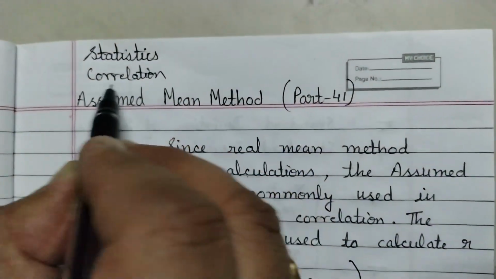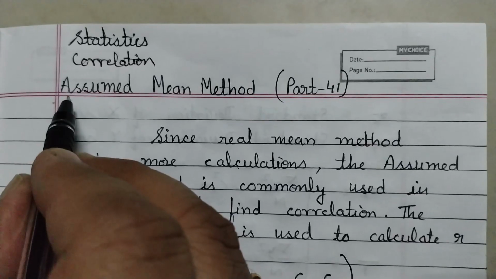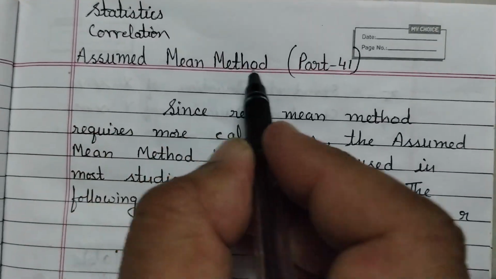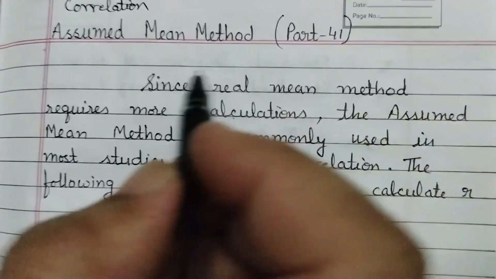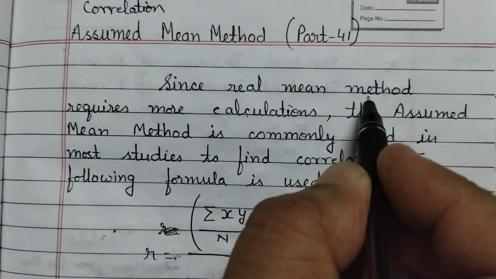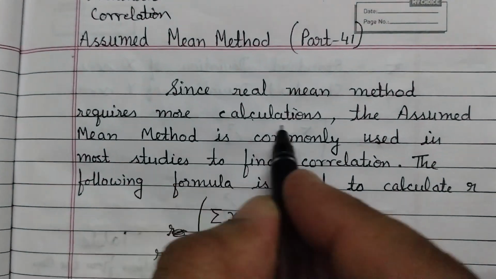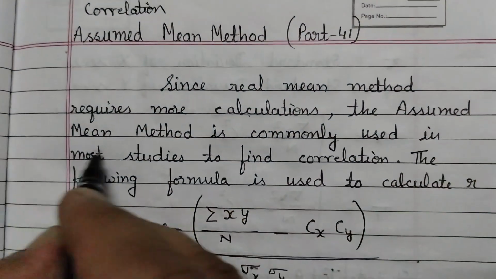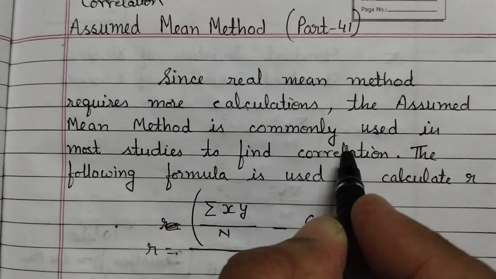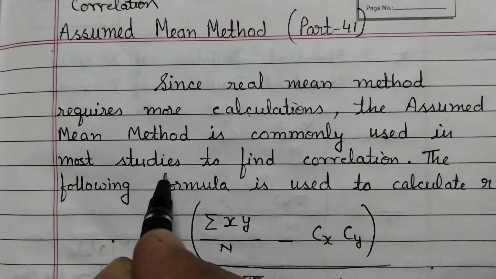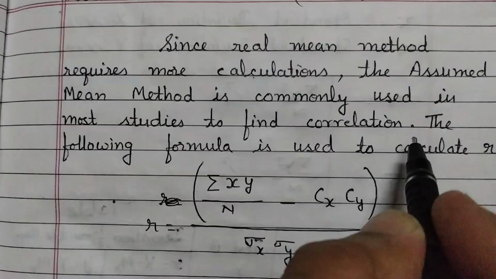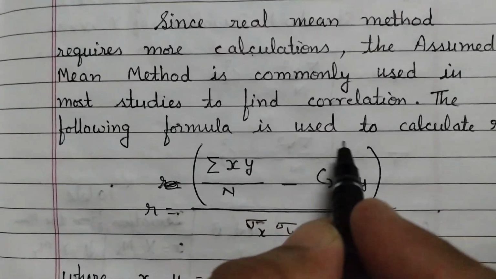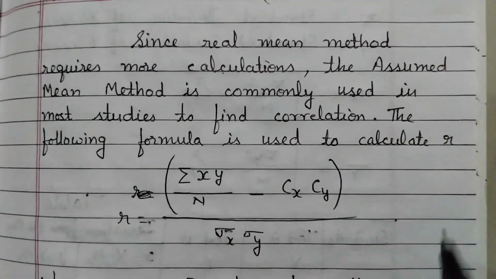Statistics. Chapter name is correlation and topic is assumed mean method. This is part 41. Since the real mean method requires more calculations, the assumed mean method is commonly used in most studies. The following formula is used to calculate r.